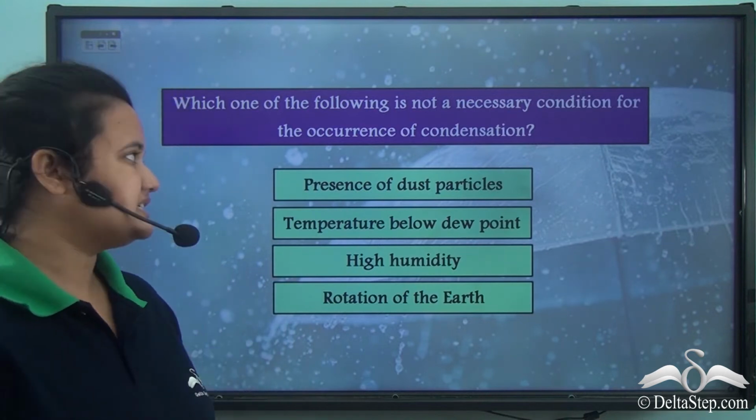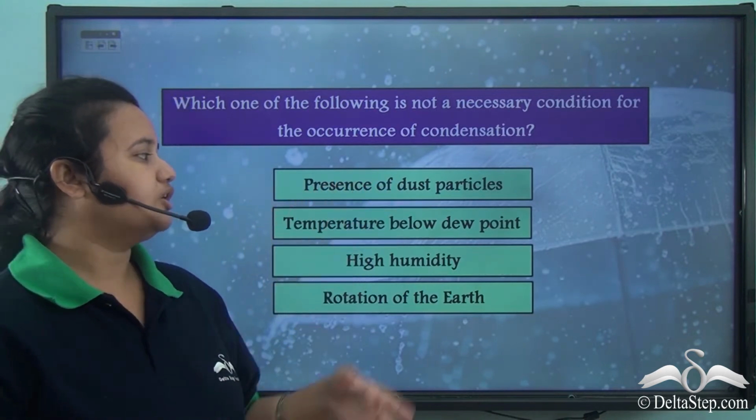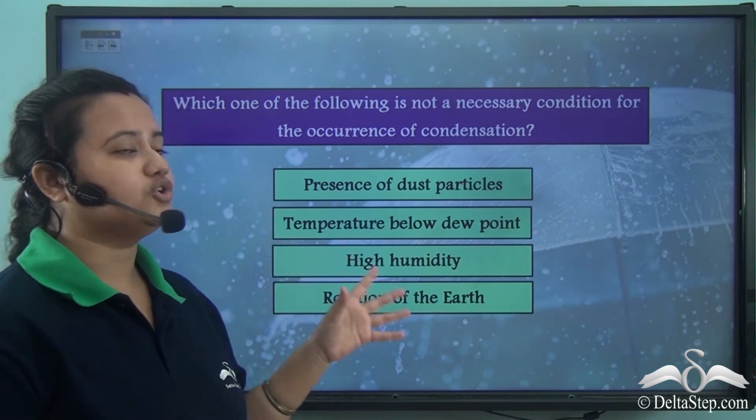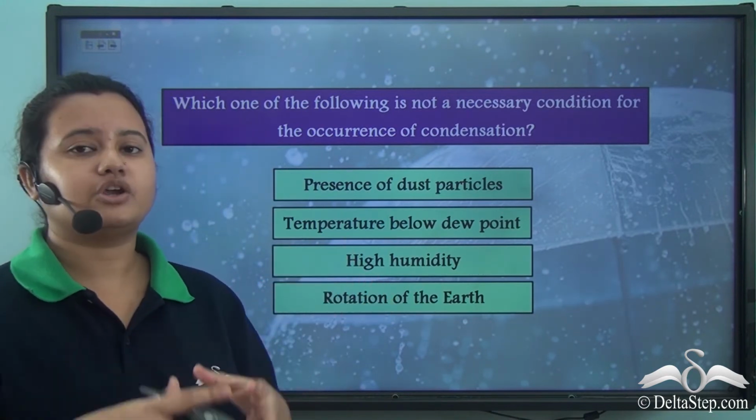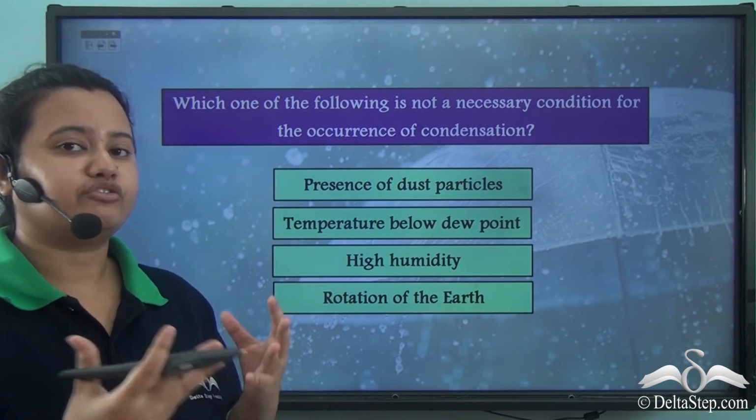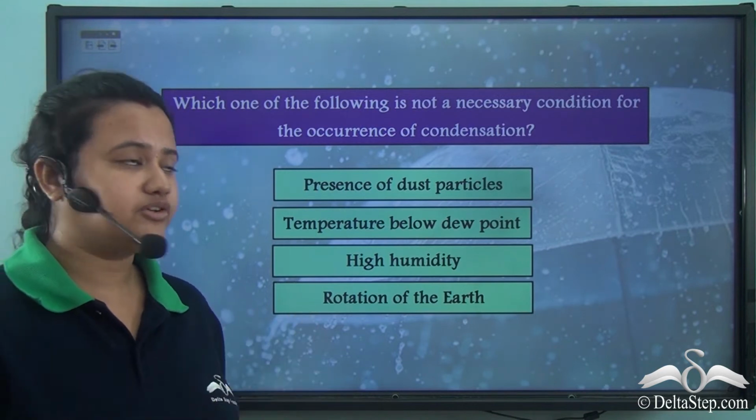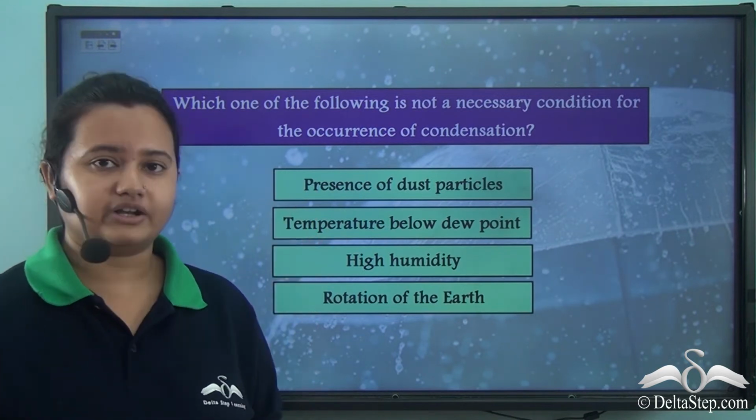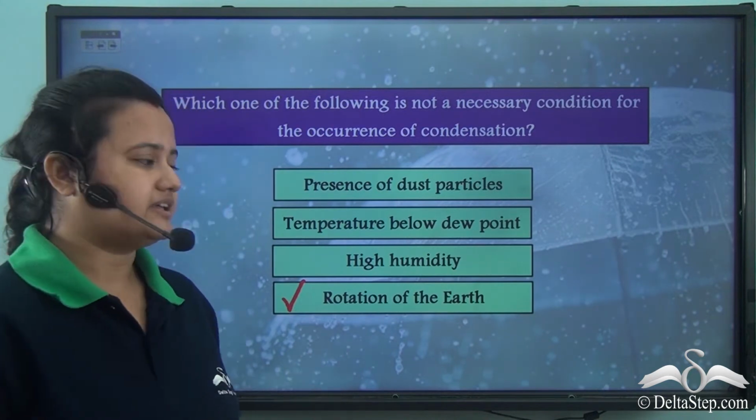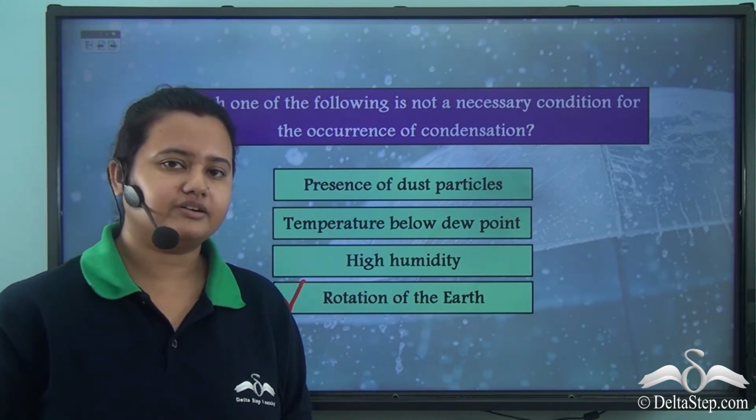Well, I just discussed that the presence of dust particles, temperature below dew point, and high humidity are important requirements for condensation to occur in nature. So the factor that does not influence the occurrence of condensation is the rotation of the earth. So the correct answer is rotation of the earth.